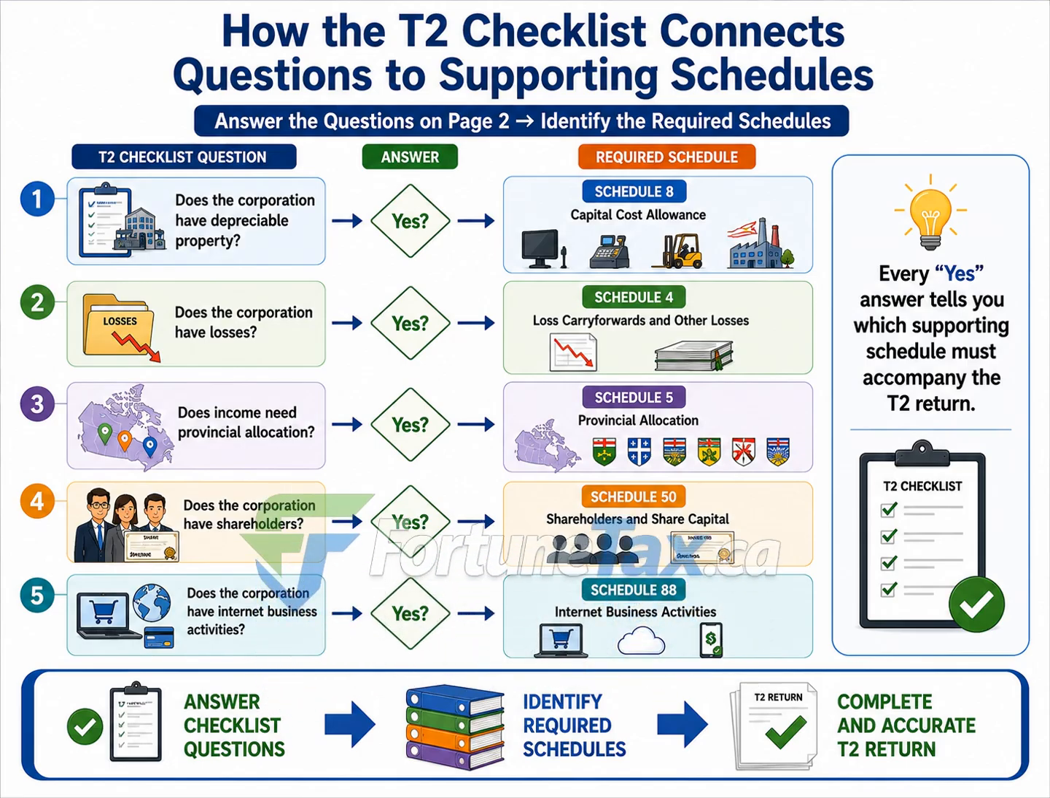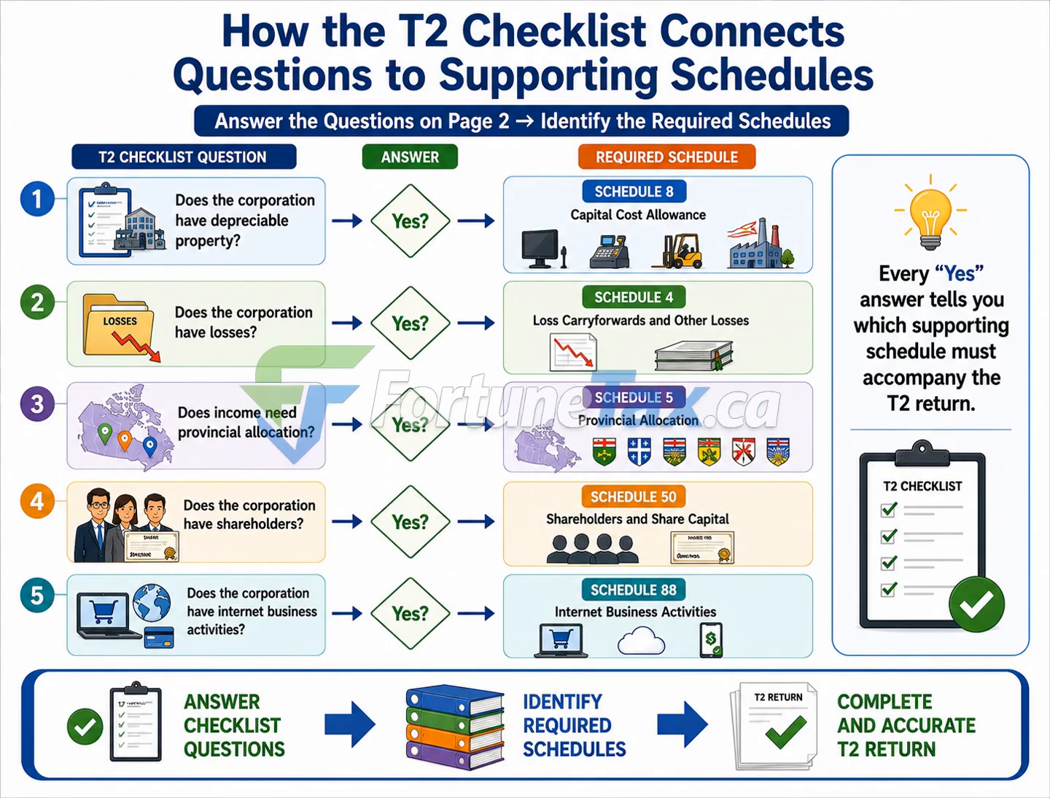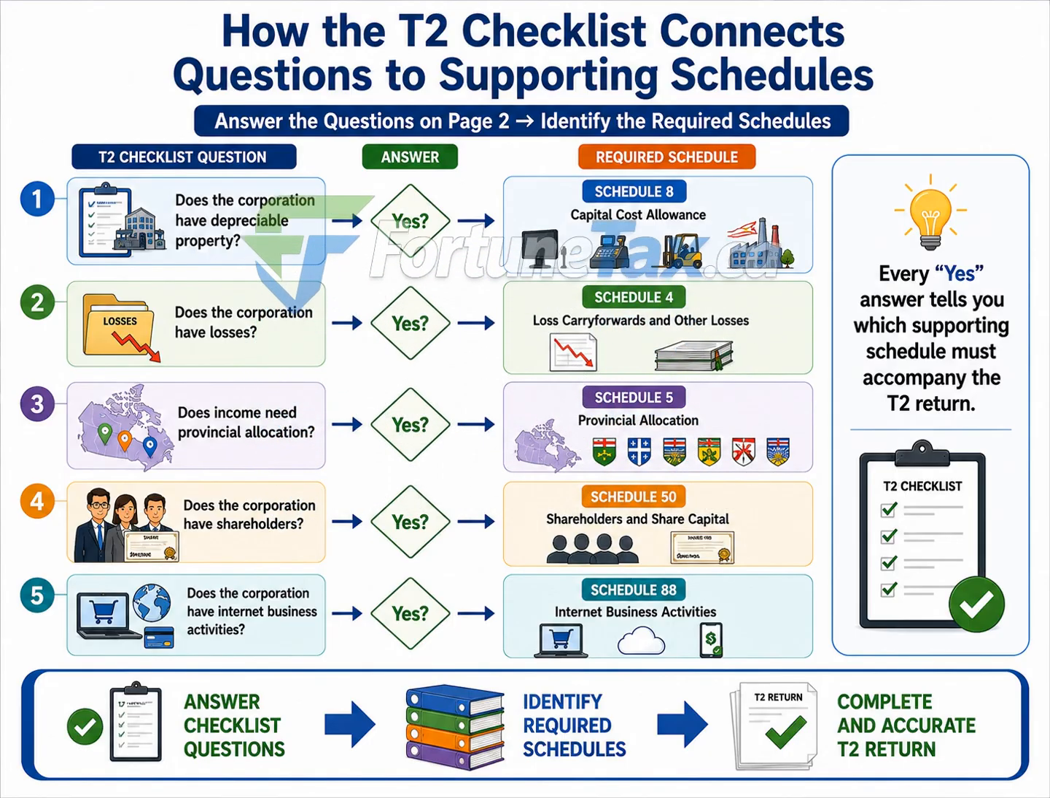If the corporation operates in more than one province, or its income must be allocated among provinces, Schedule 5 is required to calculate the provincial allocation of taxable income. When the corporation has shareholders or needs to report information about its share capital, Schedule 50 must also be completed. Similarly, if the corporation earns income through online activities, such as operating an e-commerce website or providing digital services, Schedule 88 is required to report internet business activities.